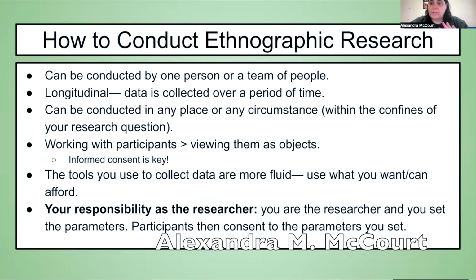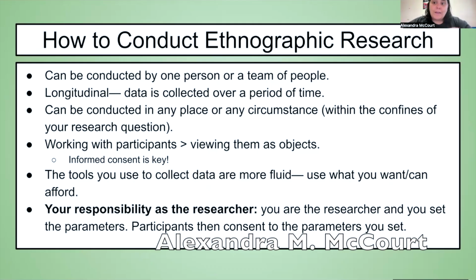I would just ask you to think about what that might be within the confines of your research question. Is it more rhetorically effective for you to conduct interviews in a church if your research question is about not being religious? You see? So think about time and place and the circumstance that you are conducting the interview, and you as the researcher control all of that. So just things to consider as you're conducting your ethnographic research.